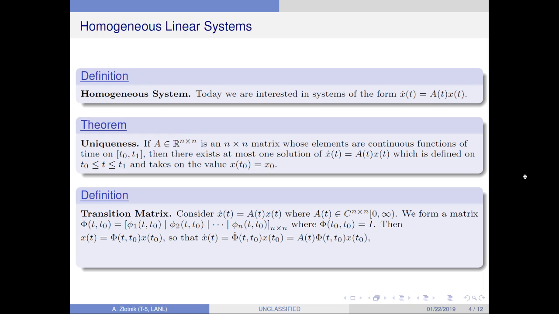So what happens then is, differentiating, we see that the dynamics for x dot are A times the transition matrix times the initial state. So the transition matrix itself satisfies a differential equation: phi dot equals A times phi.